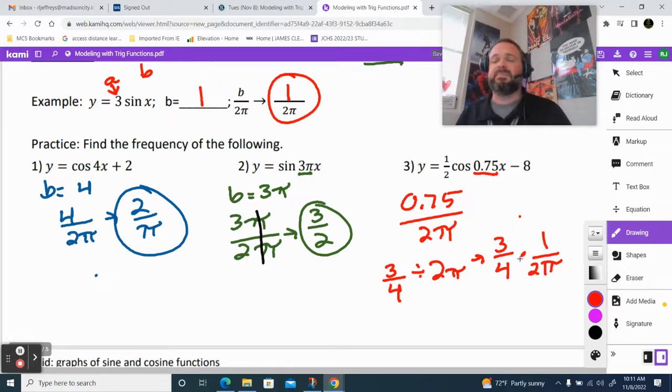Okay, this actually ends up being 3 over 8 pi, okay?